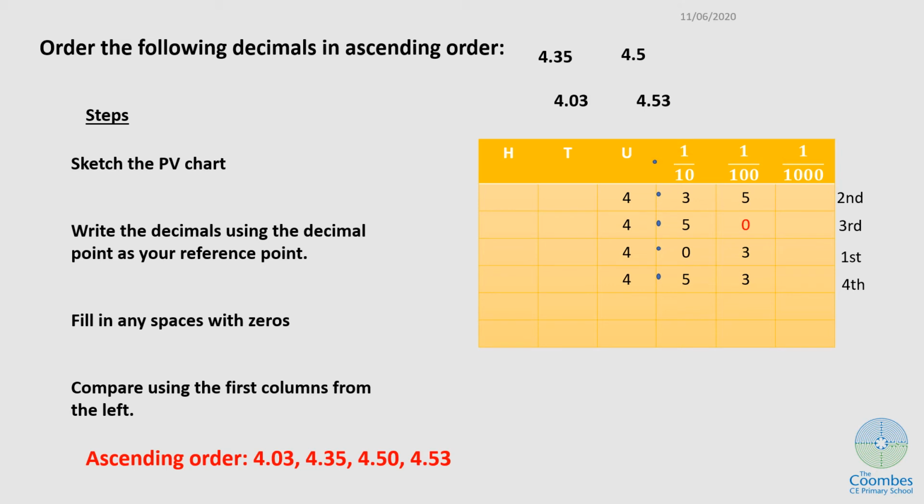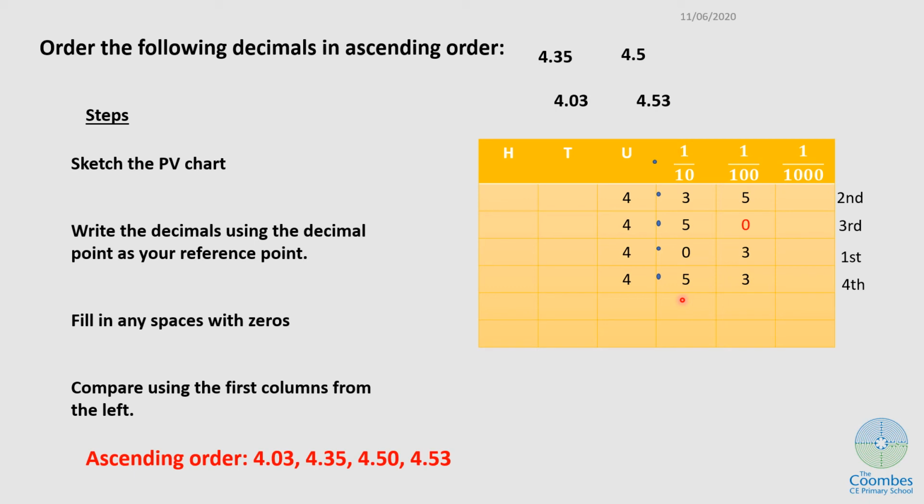Now this number here, you can see it's a one place decimal. So when I write it in, because all the numbers are two place decimals, I just put a 0 here as a placeholder. Now I can compare. It says ascending order. That means from the smallest to the biggest. Now if I start from the units column, all of the units are 4. So I cannot order just based on the units column. So I have to go to the tenths column.